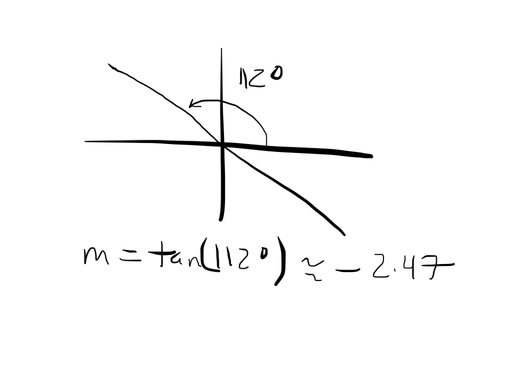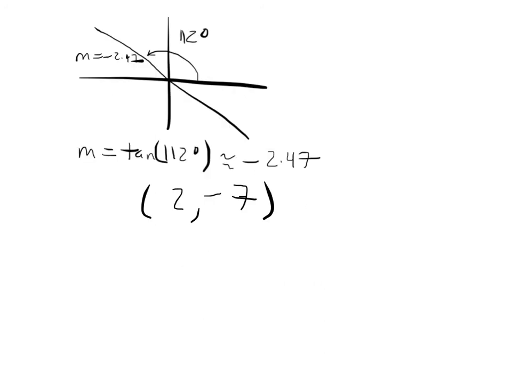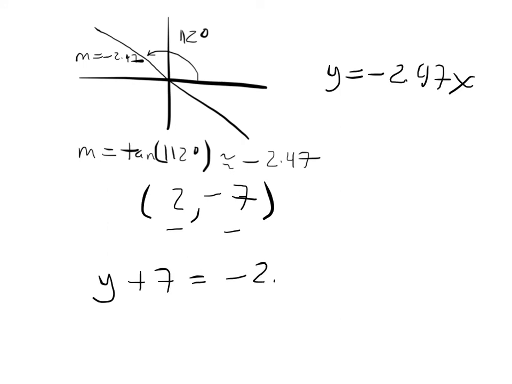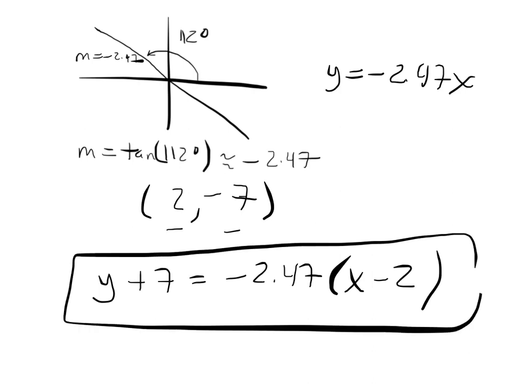So, tangent of 112 is negative 2.47. So I know my slope is negative 2.47 for my line, and we said it went through (2, -7). So take this line, which would be y equals negative 2.47x, move it right 2, down 7, so y plus 7 equals negative 2.47x minus 2. So there's a line that goes through (2, -7) and has an angle of inclination of 112 degrees.